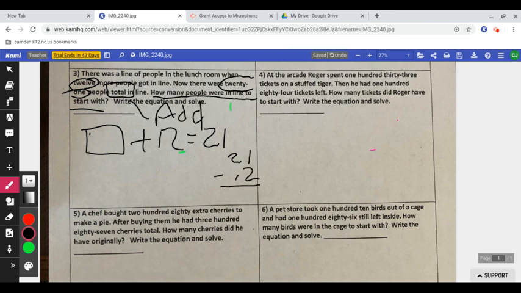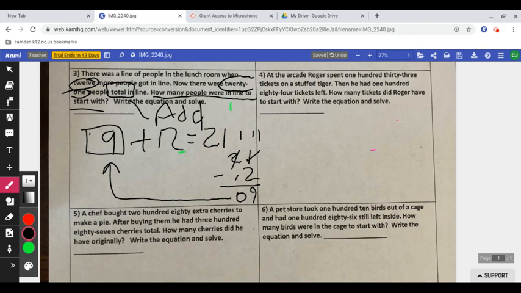1, take away 2. You can't do that. You must regroup. The 2 in the tens place becomes a 1. The 1 in the ones place becomes 11. 11 take away 2 is 9. And 1 take away 1 is 0, or nothing at all. If I put the 9 in the box, I think to myself, does that make sense? 9 plus 12 equals 21. And I think, absolutely.